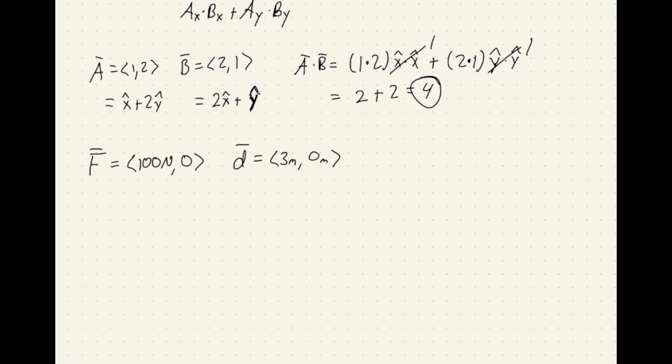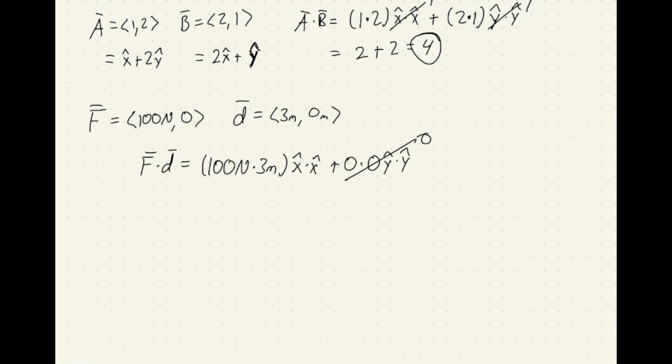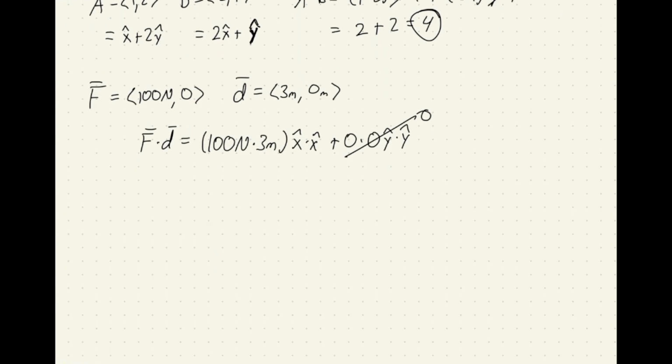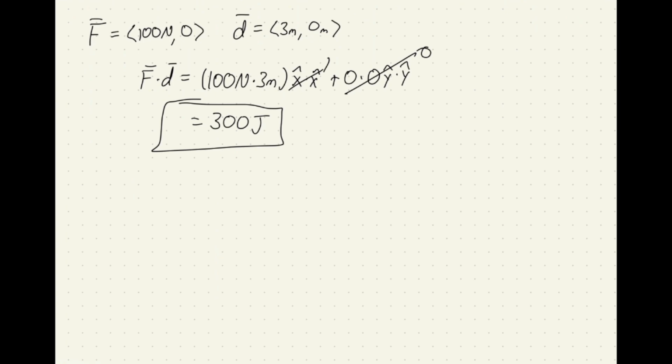So I do my dot product, F vector dotted into d vector, and what I get out is 100 newtons times 3 meters times x hat dotted into x hat, plus 0 times y hat dotted into y hat. This whole thing is going to be 0. You can see that pretty clearly. And then I get 3 times 100 is 300. I have newtons times meters, which is a joule. And my x hat dotted into x hat, well, that just becomes a 1. And so my answer of F vector dotted into d vector is 300 joules.